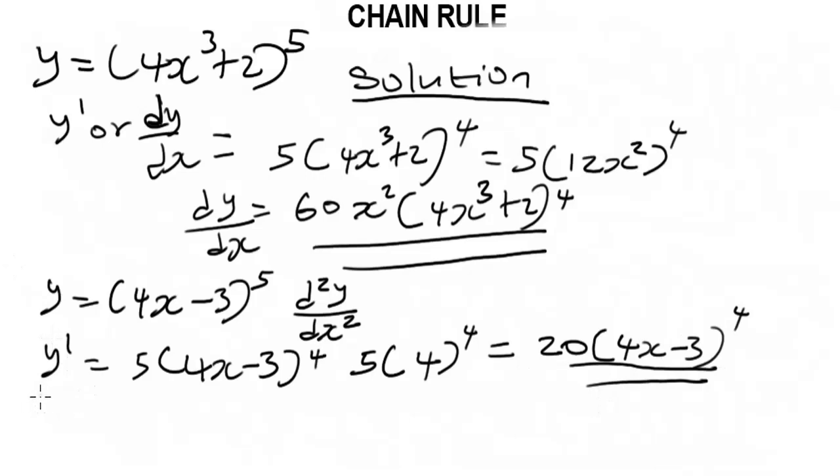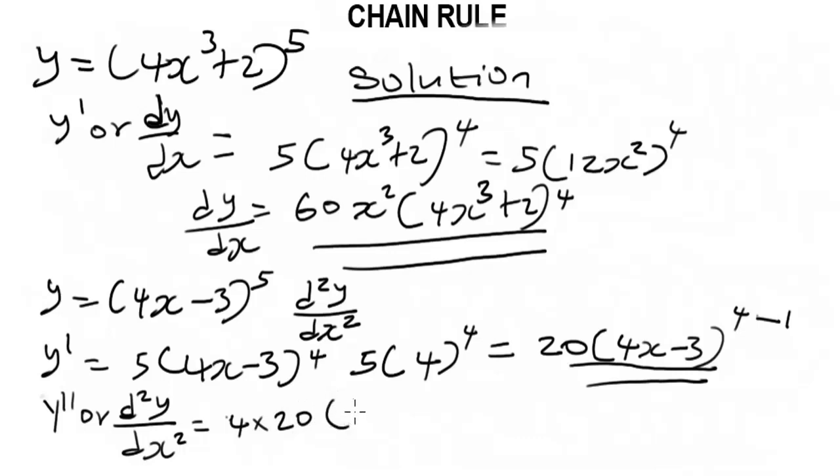Okay, now finally the second derivative, y double prime or d2y over dx squared, will be, so differentiate once more as usual. So this power, subtract 1 from this 4. At the same time, this 4 will come and multiply this 20. So you have 4 times 20 in brackets, 4x minus 3, bracket close. Now let's subtract 1 from this 4. We're going to have 3 as the power here now. So let's break it down.